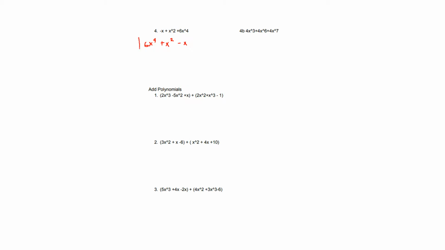And for 4b, it's going to be the same thing. It's 4 times x to the power of 3 plus 4 times x to the power of 6 plus 4 times x to the power of 7. So this is going to be 4 times x to the power of 7 plus 4 times x to the power of 6 plus 4 times x to the power of 3.